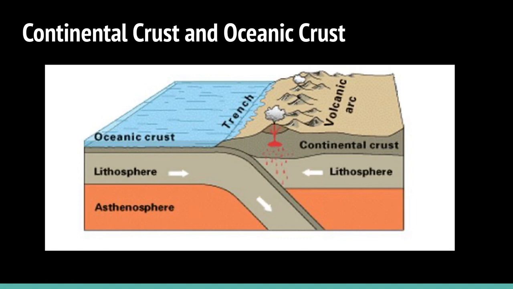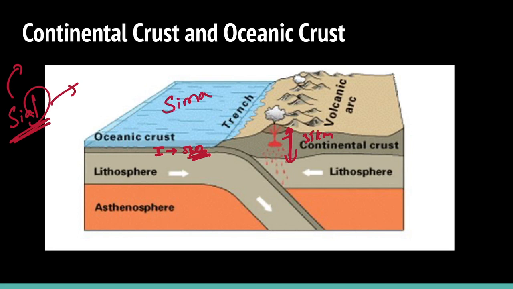The picture here clearly depicts that the crust on the continental masses is very huge. Let's take it as 35 kilometers, and the oceanic crust is very thin, at 5 kilometers. The main mineral constituents of the continental mass are silica and alumina, and thus it is called SIAL, which means silica and alumina. The oceanic crust mainly consists of silica and magnesium, and therefore it is called SIMA, which means silica and magnesium.